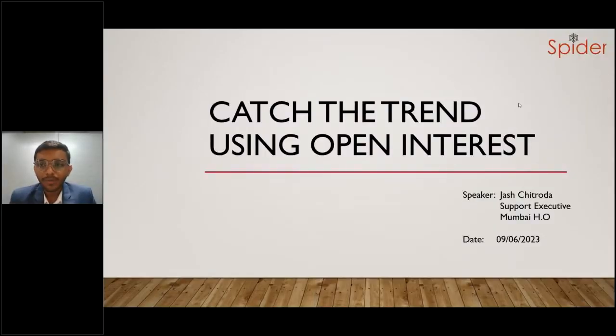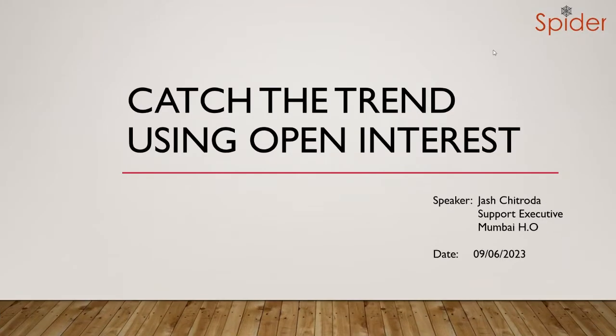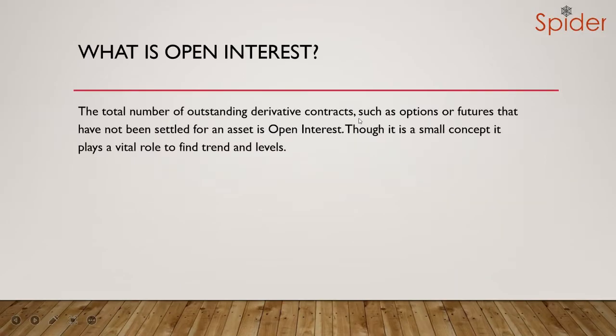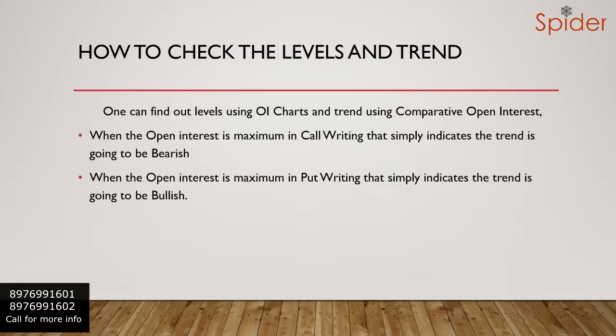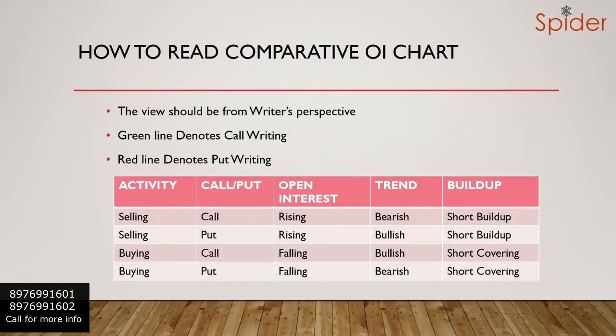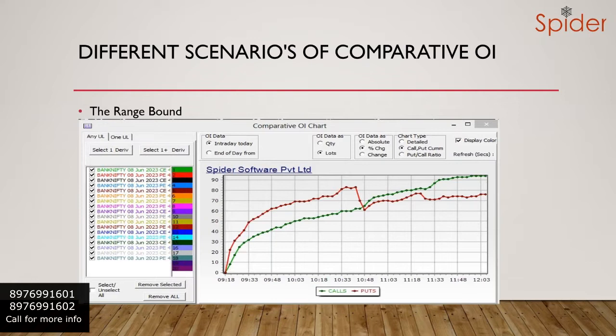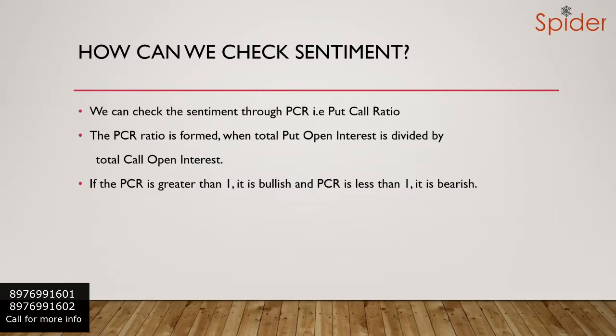So the topic of my webinar is catch the trend using open interest. Let us understand the flow of the webinar. We'll start with what is open interest. Then we'll decide how to check the levels and trend of the open interest. Then we'll read the comparative OI chart. Then we'll discuss the different scenarios of the comparative open interest chart with the help of the spider. And then we'll learn how to check the sentiment of the market. Okay, so let's start.